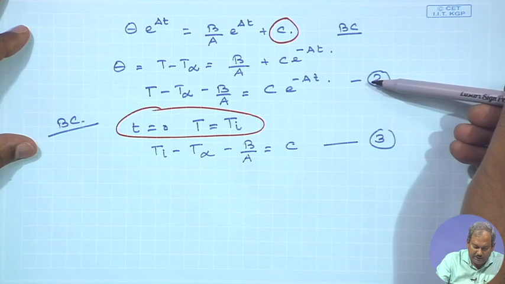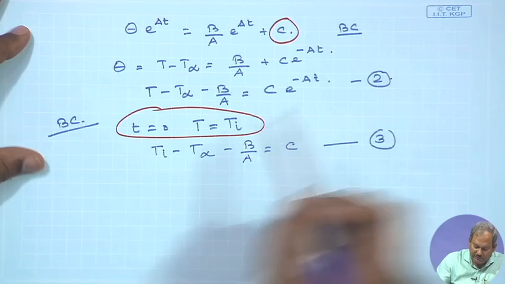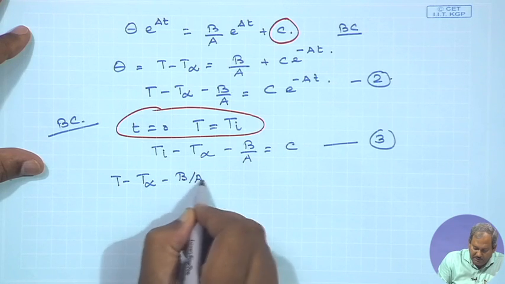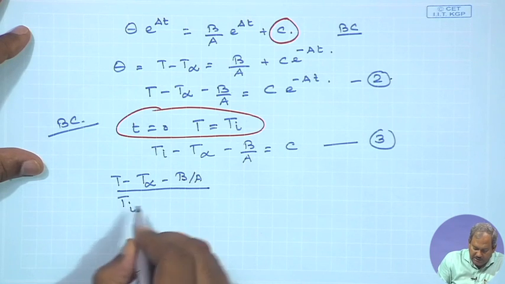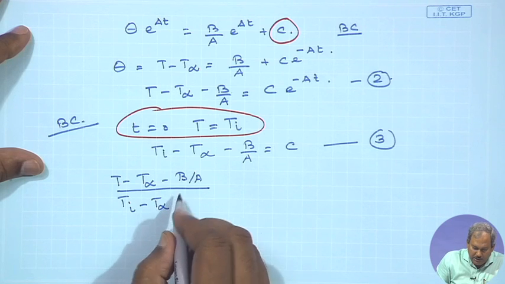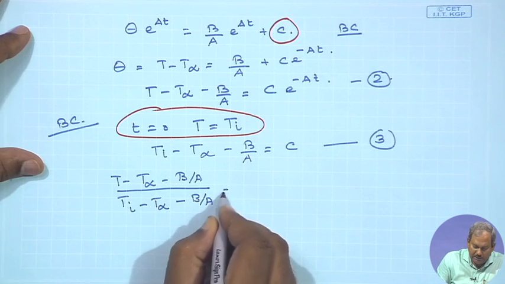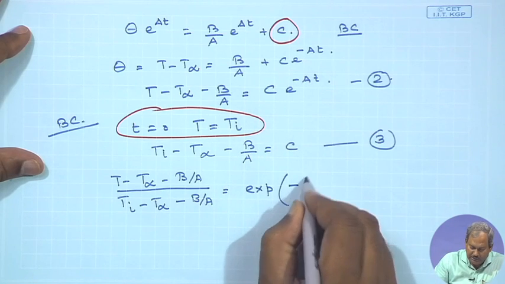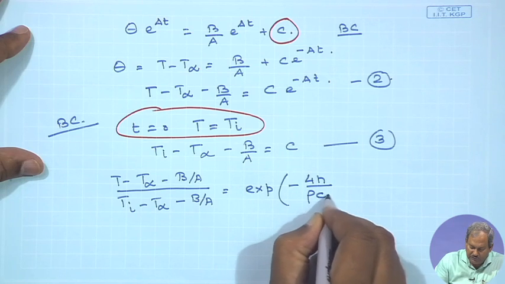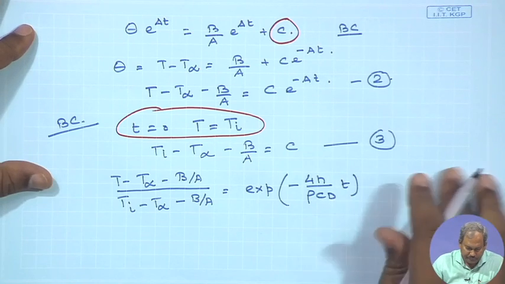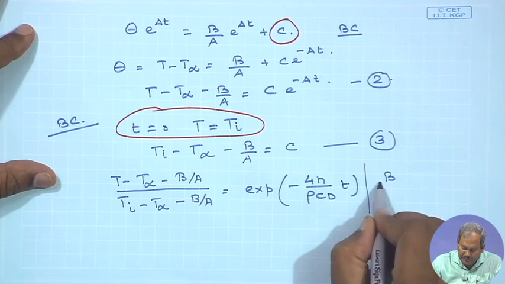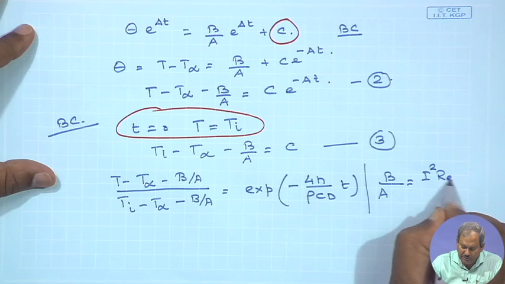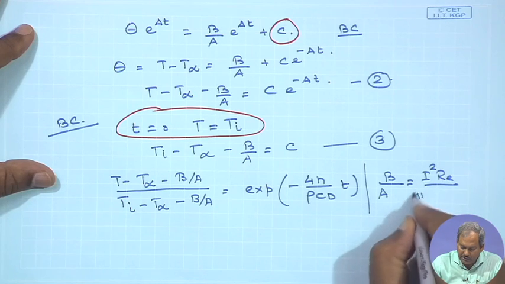So, what I do is I divide equation 2 by equation 3, and what we get is T minus T infinity minus b by a, where b and a are both constants, divided by T I minus T infinity minus b by a, is an exponential. If I put back the value of a in here, it is exponential of minus 4 h by rho c d times t, and from the definition of b and a, you can figure out that b by a is I square R e by pi d h.